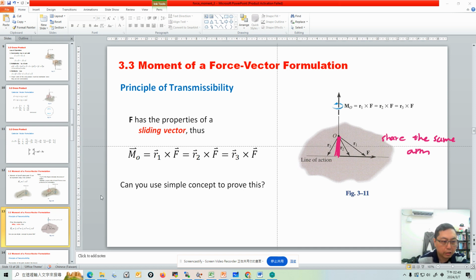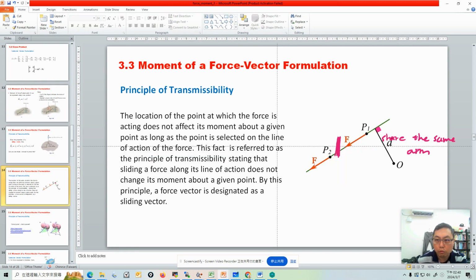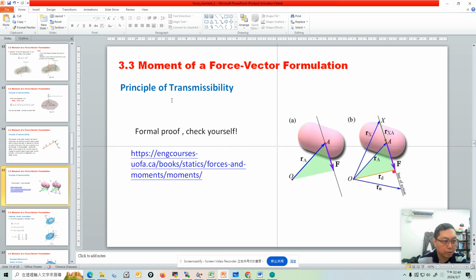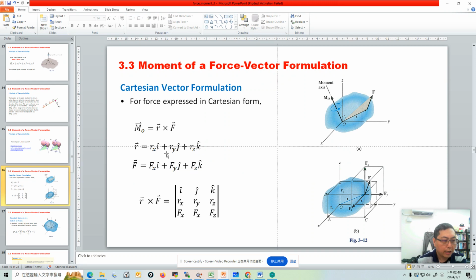Of course, this is a very simple proof. There is a formal proof of this principle of transmissibility, and you can look it up at the web link I give you. You can go to the website to see the formal proof. It just shows you that force is a sliding vector.